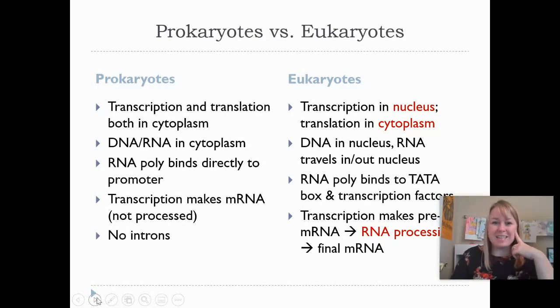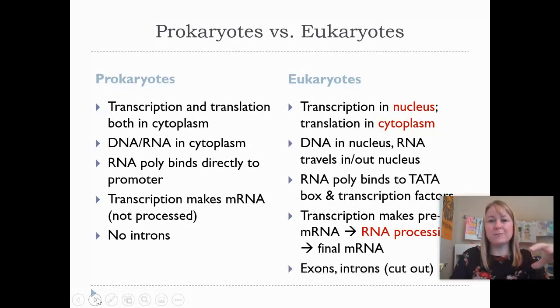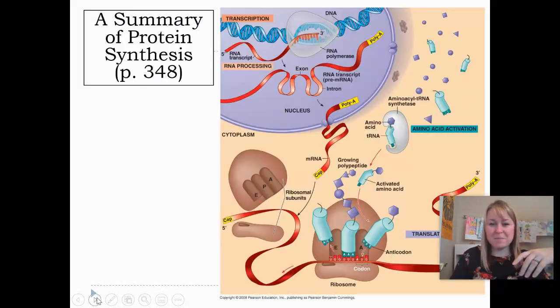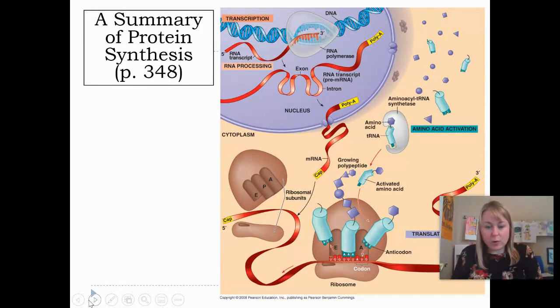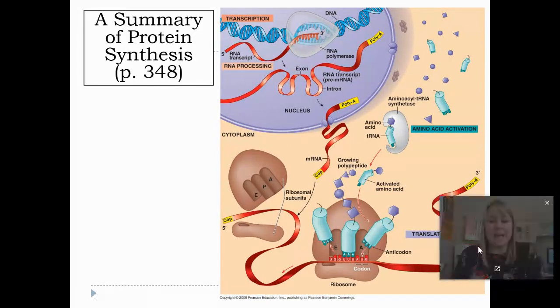And that's the last little part, the no splicing. In prokaryotes, there are no introns and exons. We don't remove any portion of it. It gets read directly and used directly. Here's a beautiful picture that summarizes everything that we talked about. And I hope that makes things more clear for you and helps you feel comfortable and confident and prepared.